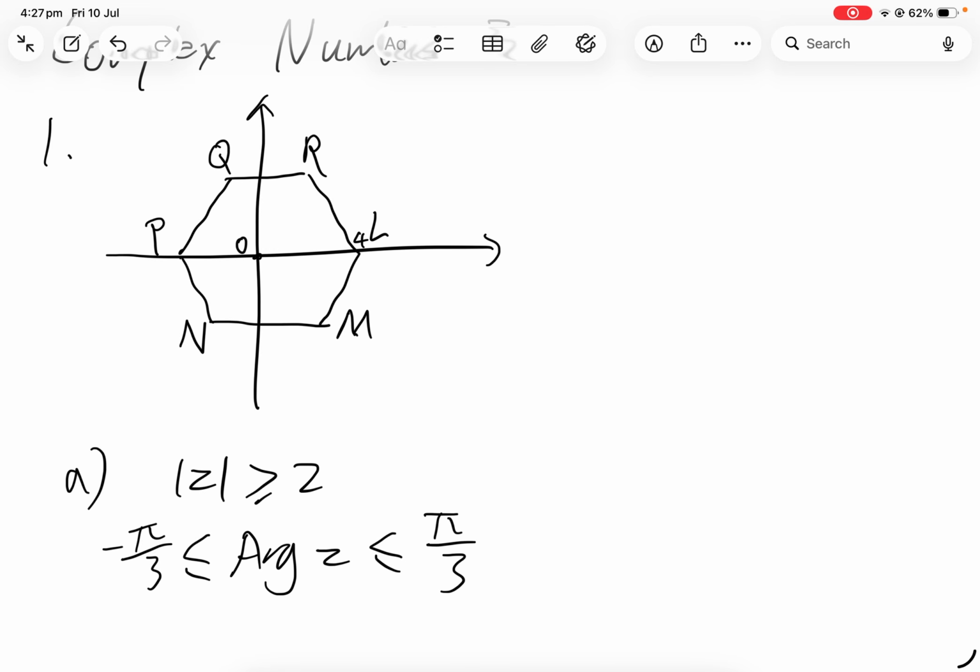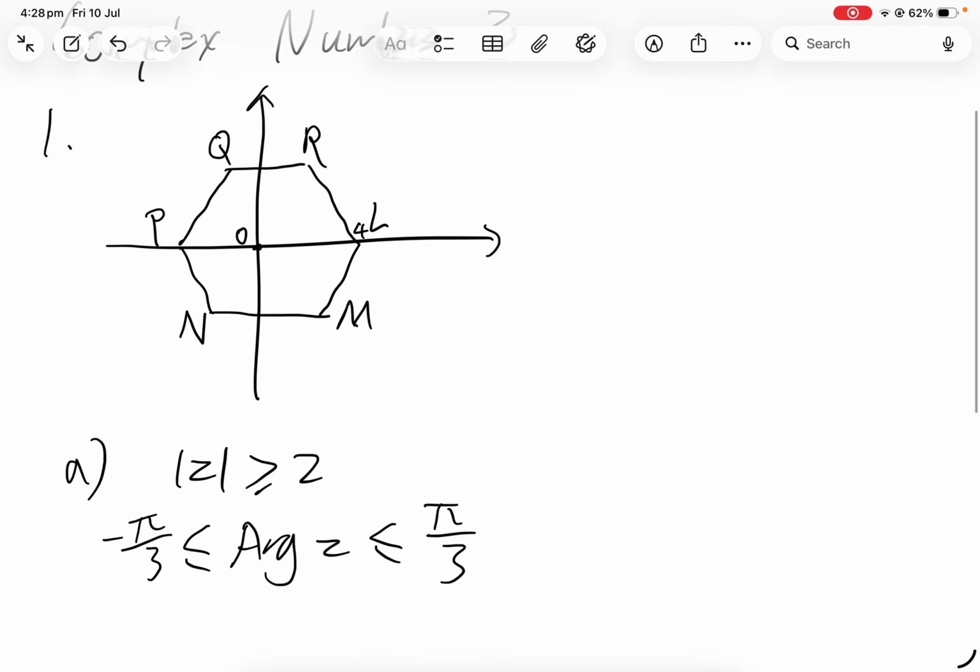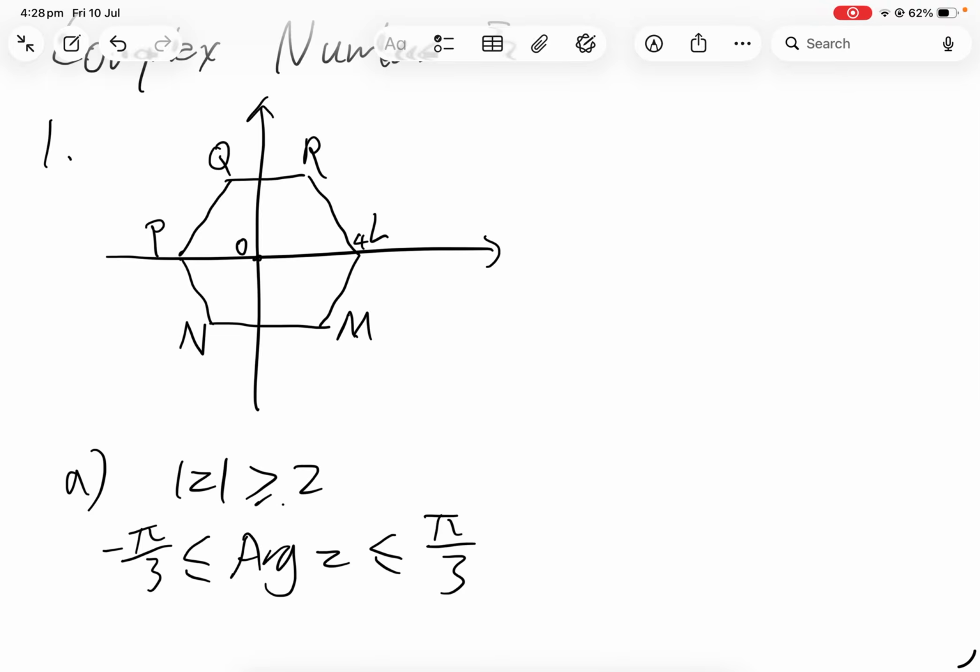A regular hexagon just means all of these are the same, like the triangles with all three sides the same length. Okay, so z is 2.